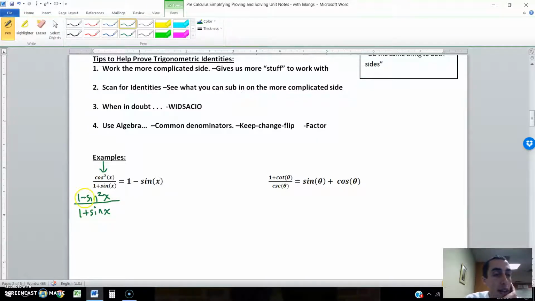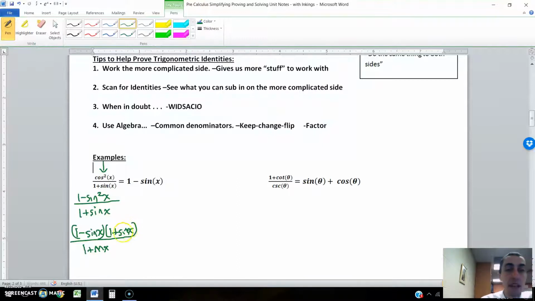Now, factoring is something we can do with this top. This 1 minus sine squared is a difference of squares, which we learn in algebra factors us into 1 minus sine times 1 plus sine. Bottom of the fraction stays the same. Now I see I've got a 1 plus sine of x factor on the top, and then 1 plus sine of x factor on the bottom.